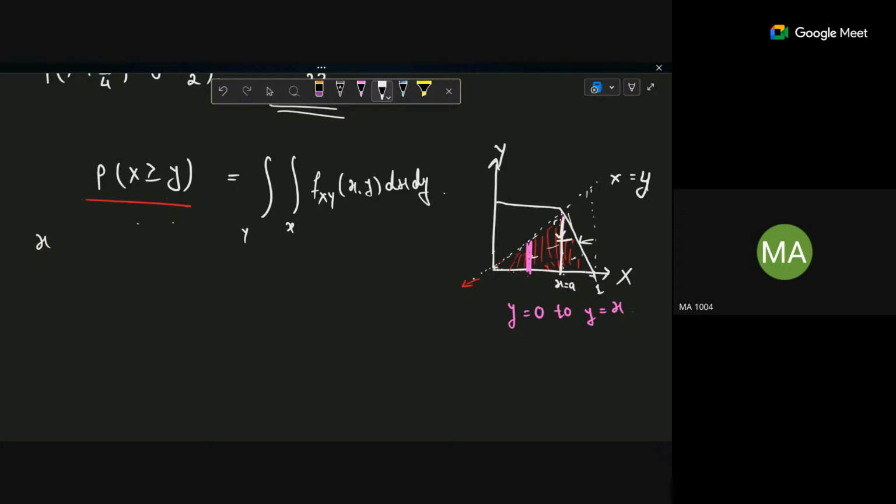Are you getting me? Like if you continue with y is equal to 0 to x, for x ranging from 0 to 1, you are calculating this extra part also. So in that case, you will end with the wrong answer. So better practice is to go with the figure.